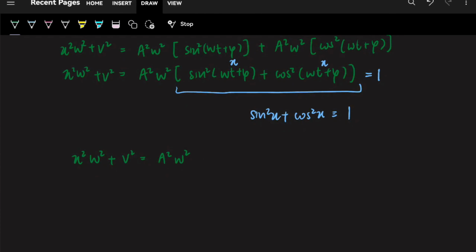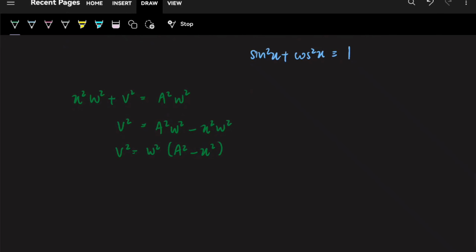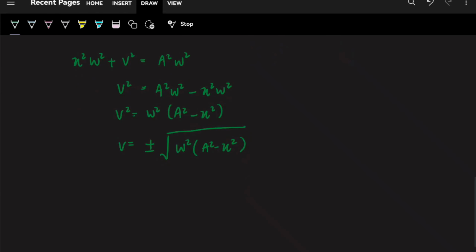Now we're going to find the velocity function. Am I right? Okay, so let's make the velocity our subject. So a squared omega squared minus x squared omega squared. As usual, you can factorize the omega squared out, like terms. You're going to get a squared minus x squared. We're getting really close. Now, we're going to make v solely the subject. So v equals plus minus the square root of omega squared times a squared minus x squared, and this will give you the velocity function.